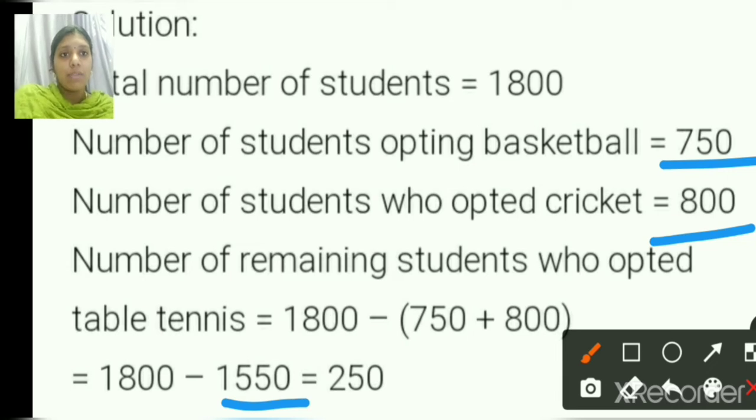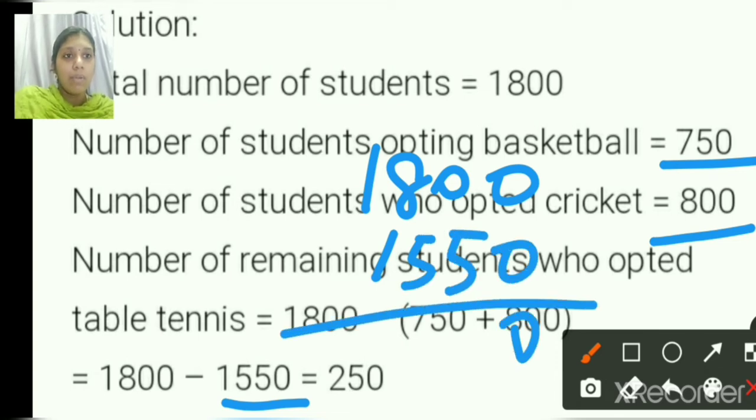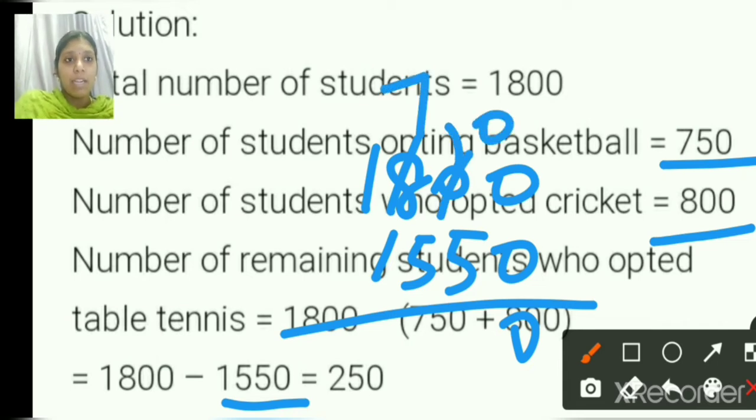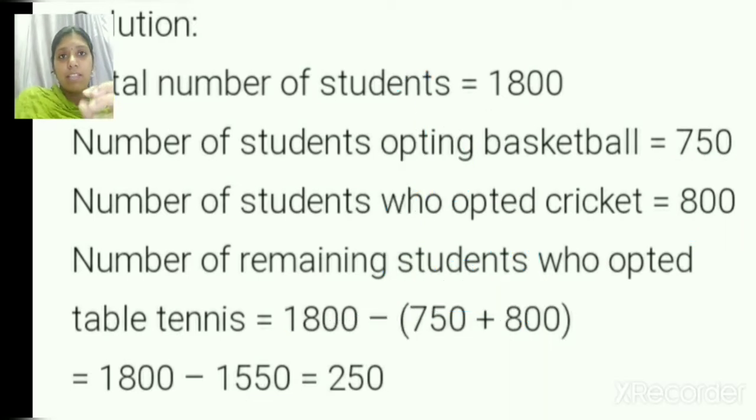Now we have to subtract 1550 from 1800. 0 and 5 we can't subtract, so regrouping, this becomes 7 and this becomes 10. 10 minus 5 is 5, 7 minus 5 is 2, 1 minus 1 is 0. So we get 250. Now 250 is the number of students opting table tennis.